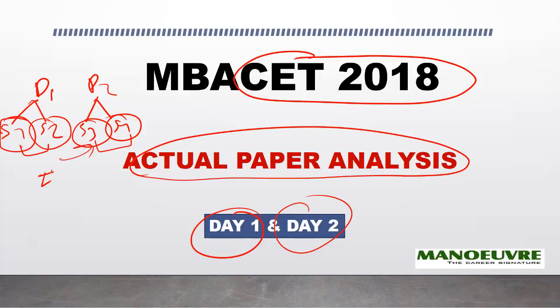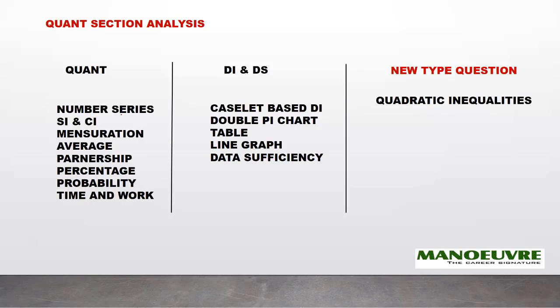For example, input and output. In some of the slots input output was asked, and in some of the slots it was not. So there was a variation in terms of the topic. Fine, so let's have a detailed analysis with respect to the section. First is the quant section.